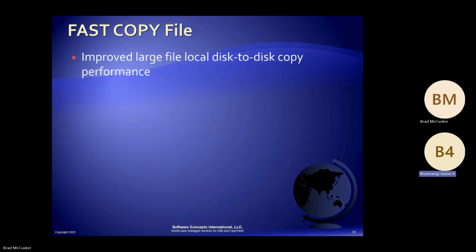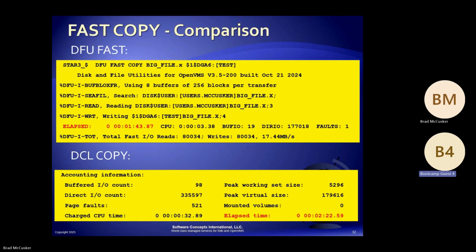Like a large copy file, what I'm showing right here is, I think, DFU at the top. What it's doing is a copy of a file called Big File, which is actually a 10 gigabyte file. If you compare the elapsed time, there's quite a bit of difference in how long DFU took versus how long DCL took. And if you look at the direct I/O, there's a lot less DIO coming out of DFU. It's using bigger buffers and things like that. So it just becomes a much faster way to do things.